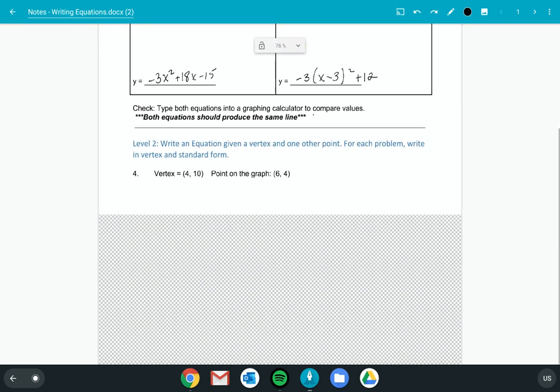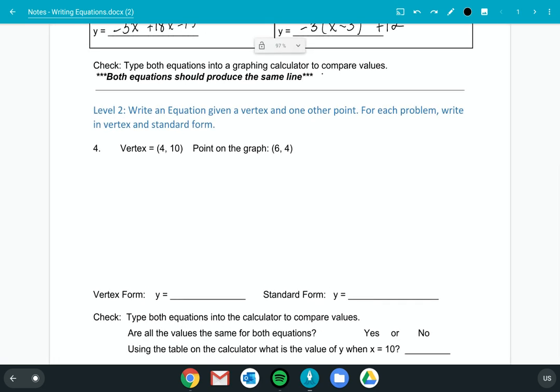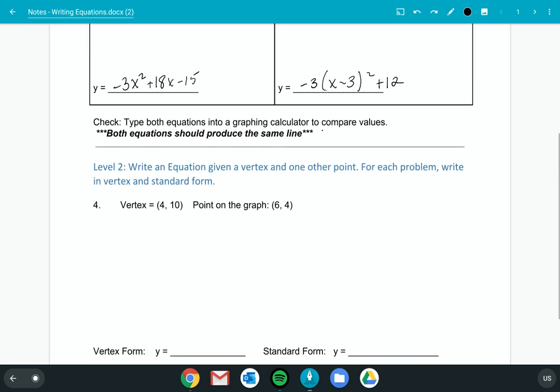So what we're going to be talking about is, what if I gave you a vertex and then just some random point that also exists on my graph of the quadratic? And I ask you, could you give me the vertex form? So what we have to think about is, what information am I giving you? The information that we're given is a vertex and some random point. We just talked about above that the vertex is represented by two specific letters, h and k. And I want to keep in mind that these two values, 4 and 10, are going to represent h and k specifically.